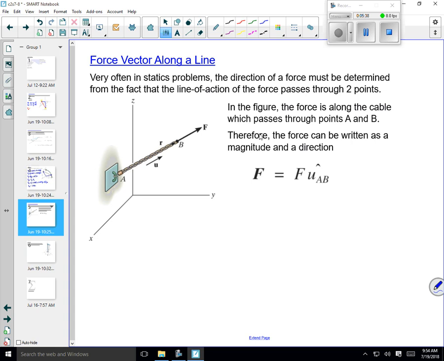Very often where this shows up is not to find a vector that goes from A to B, but to find a unit vector that goes from A to B. The reason it shows up is because I have a force vector, and I know where the force vector passes through. I know the line of action of the force vector. I'd have 2 points that the force passes through. And so I want to write the vector as the magnitude times a unit vector.